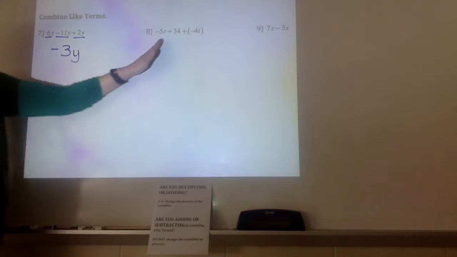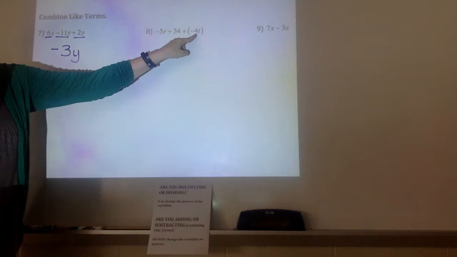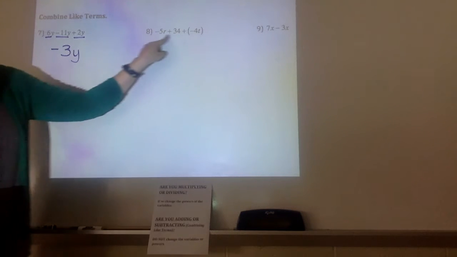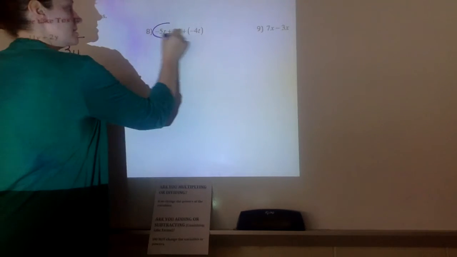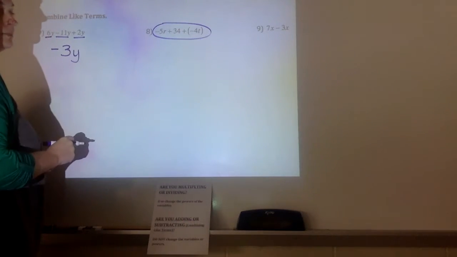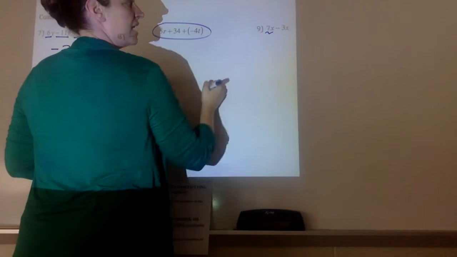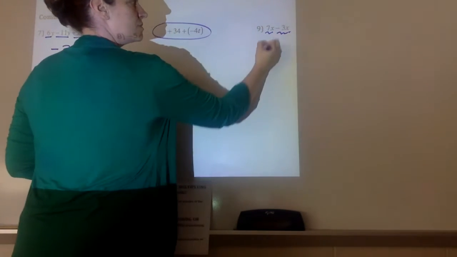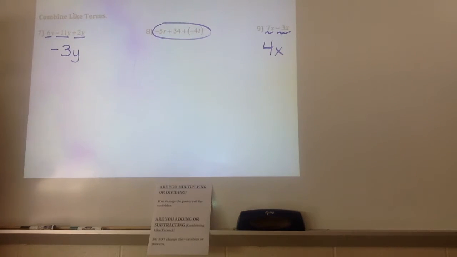As we move on to number 8, please notice r, number, t. None of these are in the same family, therefore they cannot be combined. We can stop here. Moving on to number 9, 7x minus 3x is going to be 4x, where we do not change the family name.